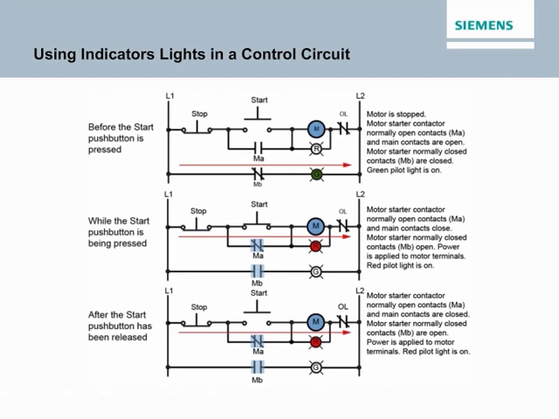As shown in the diagram at the top, when contactor coil M is de-energized, normally closed auxiliary contacts MB are closed and the green indicator light is on to indicate that the motor is stopped. As shown in the middle diagram, when the start push button is pressed, contactor coil M energizes. The green indicator light turns off and the red indicator light turns on to indicate that power has been applied to the motor. As shown in the bottom diagram, the motor continues to run and the red indicator stays on after the start push button is released because normally open contacts MA are now closed.